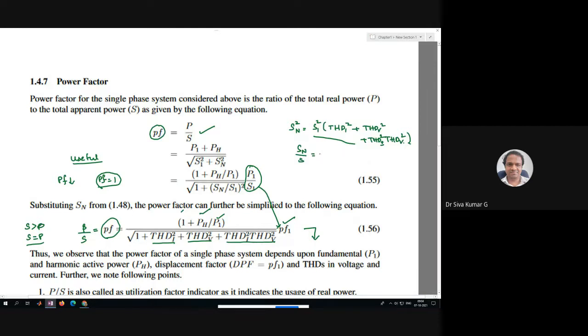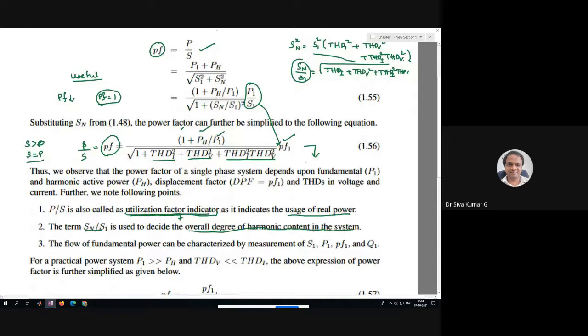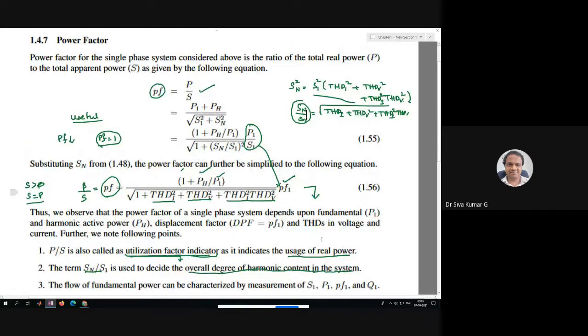is equal to a factor of this particular equation: THD in current squared plus THD in voltage squared plus THD in current squared times THD in voltage squared. This factor, whatever it is, with S1 here, is the indicator of the overall degree of harmonic current in the system. These are the observations which arise from the above discussion.